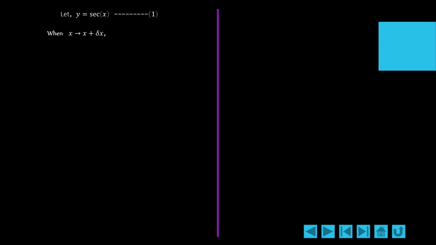Next, let's introduce small changes. As x updates by a small increment, delta x, y will experience a corresponding change, delta y. This gives us equation 2. Y plus delta y equals secant of x plus delta x. To isolate our change in y, we subtract equation 1 from equation 2, which yields delta y equals secant of x plus delta x minus secant of x.